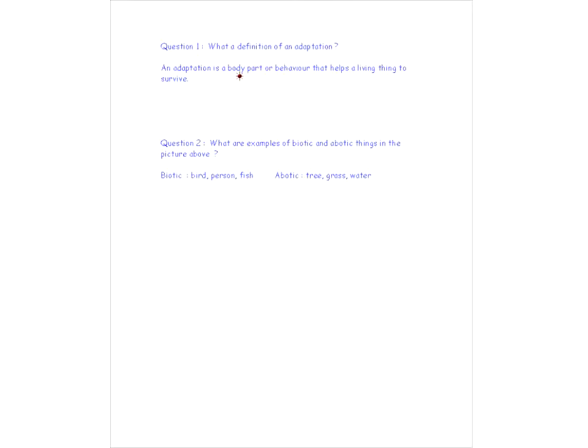Okay, now I'm not going to tell you all the biotic things there were. There's probably some that you saw that I haven't seen. But for example, there was a bird, a person, and a fish. Now, as far as abiotic things or non-living, there was a tree, some grass, and some water. And there were a whole bunch of other abiotic things that I haven't even mentioned, which you probably found.